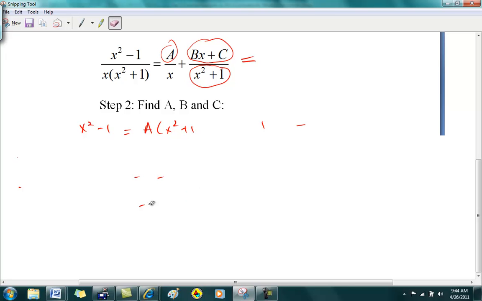The mistake was in this very first line here. This should have been a times x squared plus 1. This guy should have been bx squared plus cx. I forgot to multiply everything by x. All right, so the killing method might work. It might be easy.